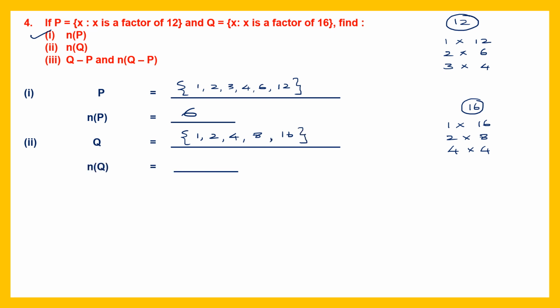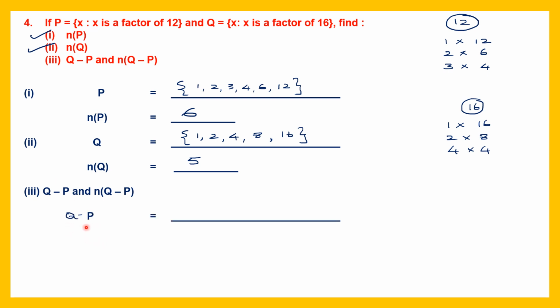Now answer the second question, which is the cardinal number of Q. How many elements are there? 1, 2, 3, 4, 5. There are 5 elements, so the cardinal number is 5. Next one. Now we have to find the difference of these two sets, that is Q minus P, and then the cardinal number of that.